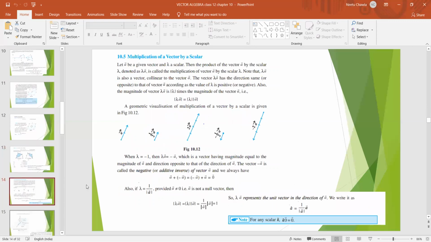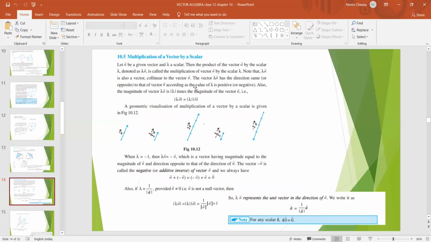Now let's see multiplication of this vector by any scalar component. If a vector A is multiplied by any scalar lambda, then the product of A vector by the scalar is denoted by lambda into A vector. This lambda can be any number, any positive number. Like you can see here, it is A vector, this is half of this A vector, this is twice of this A vector, this is minus 1 by 2 of A vector, this is minus 2 of A vector.